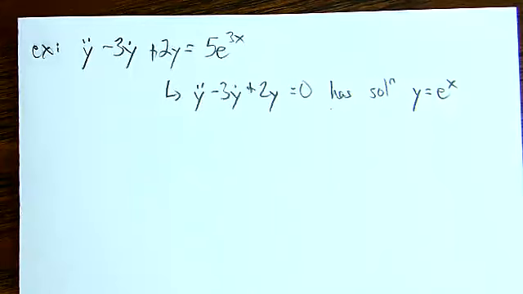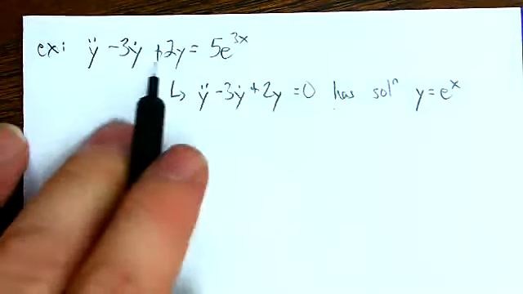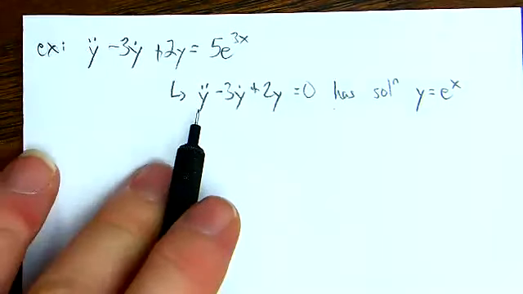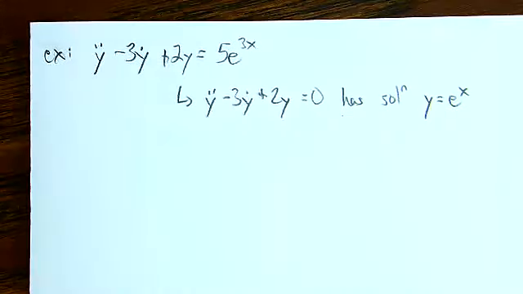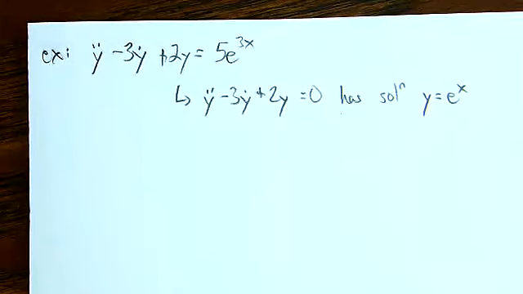Maybe we can use that to help us out. Now, this is not a homogeneous differential equation to start with, but if it were homogeneous, I would be able to say that y equals e to the x is a solution to that differential equation. So maybe we can take that information and then find a solution to the original differential equation.